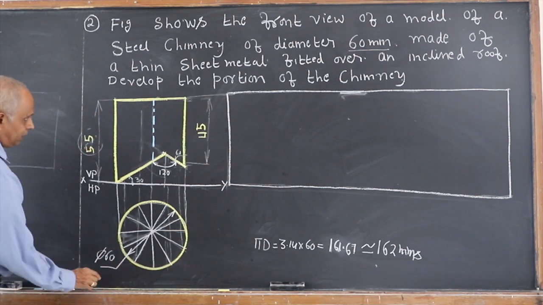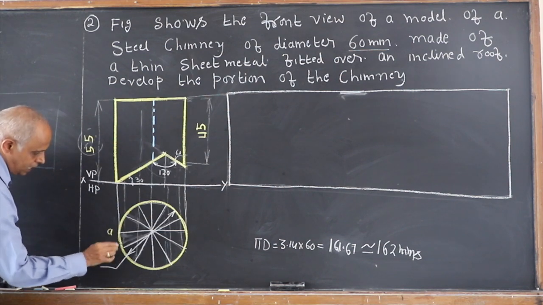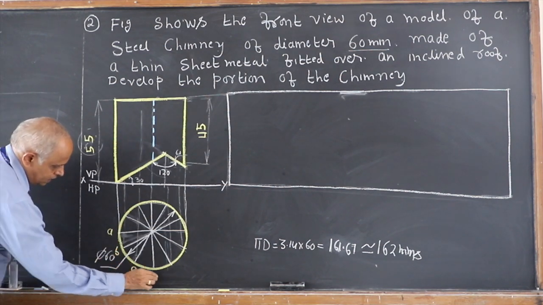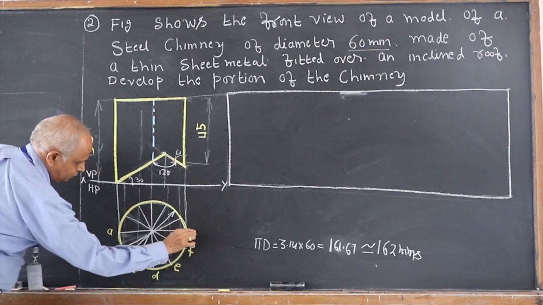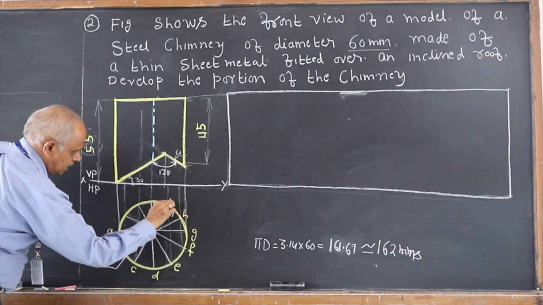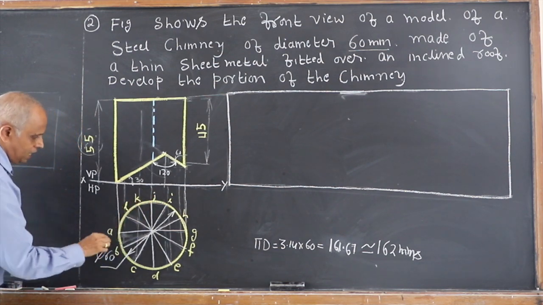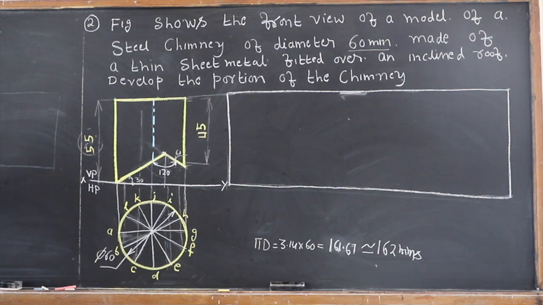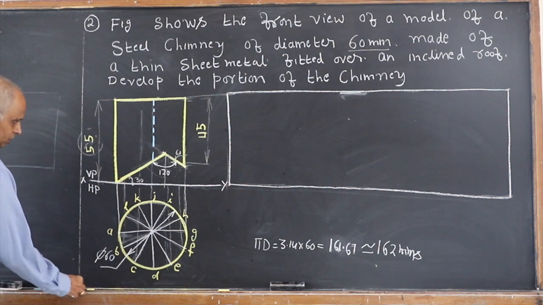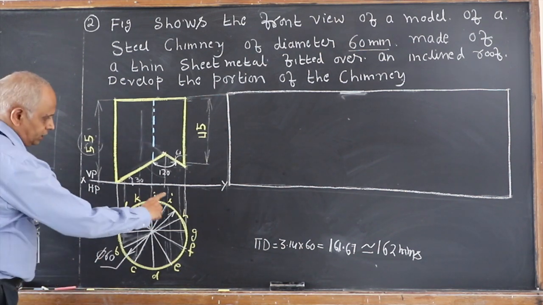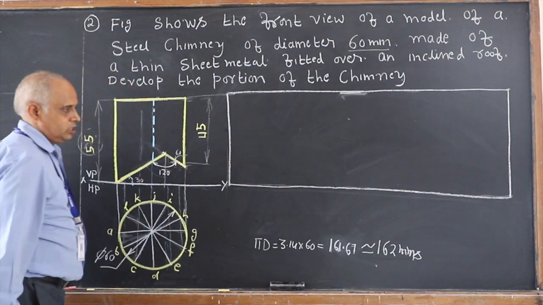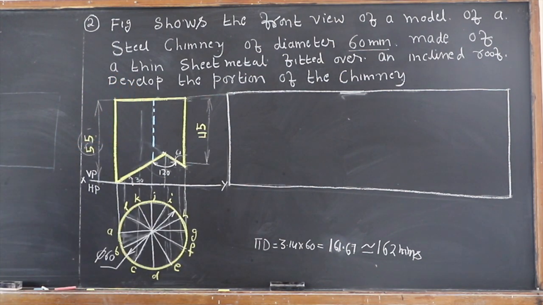Name the points. Let me name only the points at the top: A, B, C, D, E, F, G, H, I, J, K, L, and back to A. 12 divisions. If you take 30 degree, it's advisable to take 12 divisions. Now I need to locate these 12 points also here. So therefore you need to divide this rectangle with base of 162 millimeters into 12 divisions.